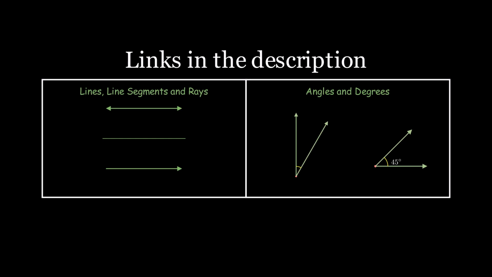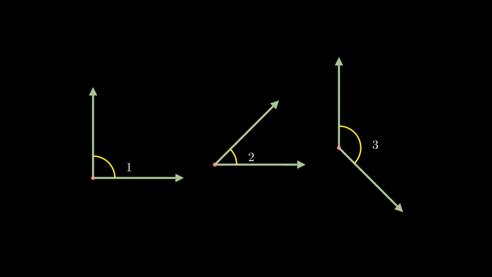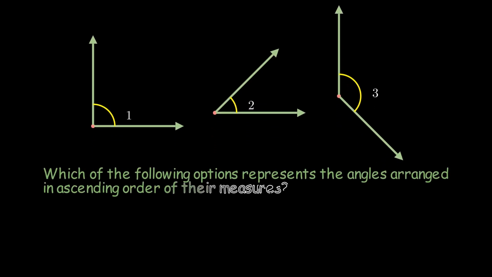Suppose we have three angles labeled 1, 2, and 3. Which of the following options represents the angles arranged in ascending order of their measures? In other words, try arranging these angles from the smallest to the biggest.